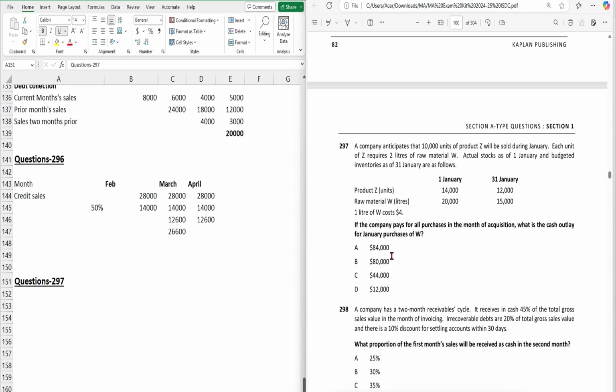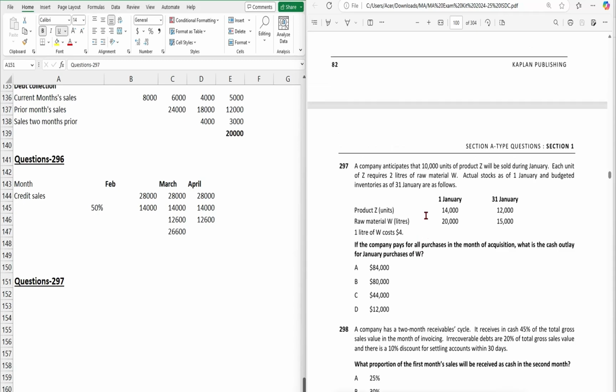So, a company anticipates that 10,000 units of the product Jet will be sold during the January, and each unit of Jet requires 2 liters of the raw material W. Actual stock as of the 1st January and the budgeted inventory as of 31st January are as follows. So they provided the product units and the raw materials. Okay, and 1 liter of W costs $4. If the company pays for all the purchases in the month of acquisition, what is the cash outlay for the January purchase of W?